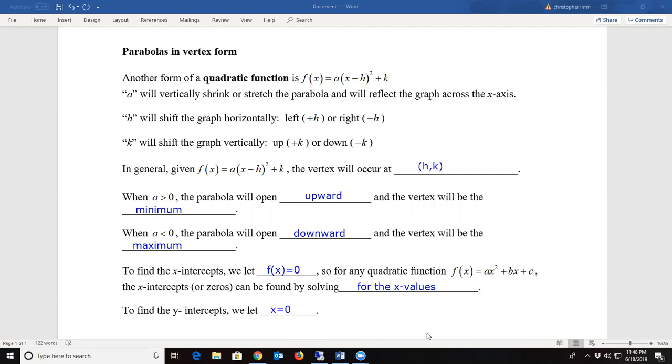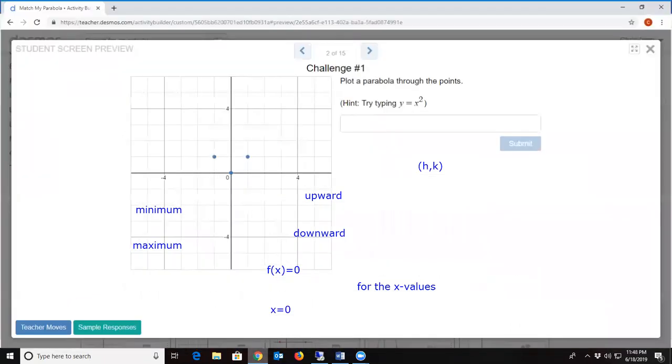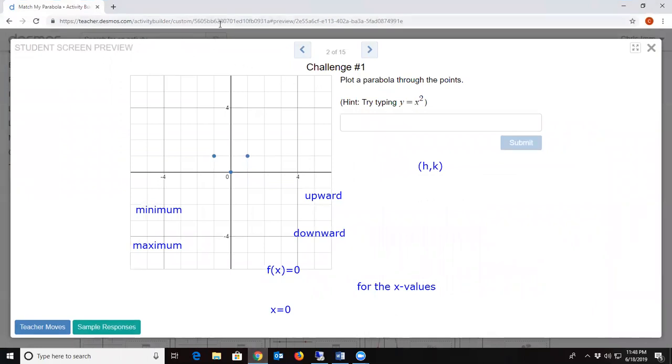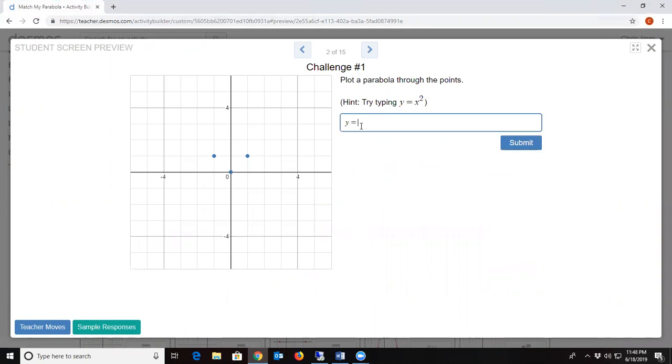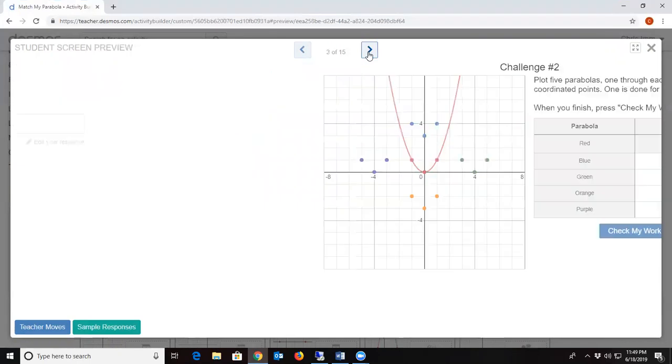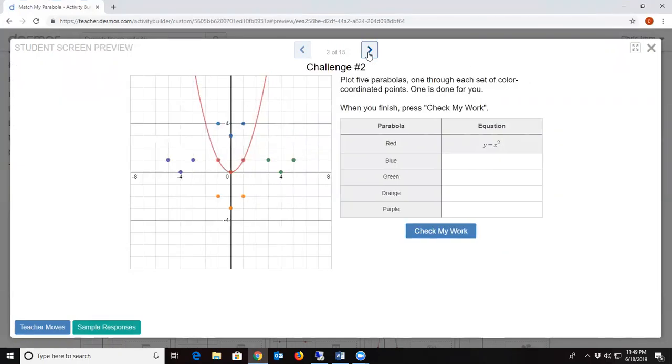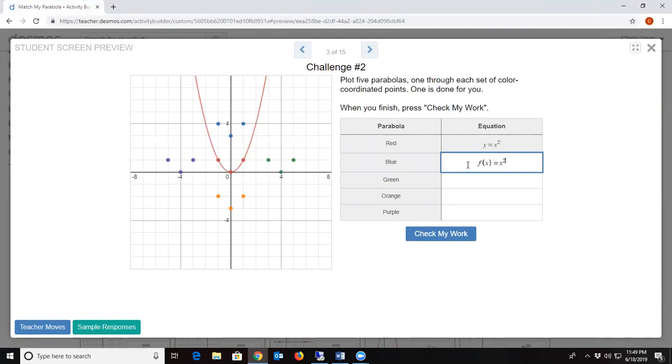Okay, let's look at an example or two in this Match My Parabola experiment. We're going to go ahead and plot the basic parabola through these points, y or f of x is equal to x squared. And we have it. That is our very basic parabola. Challenge 2 talks about moving this parabola. If I wanted to plot that blue graph, it's essentially moved everything up 1, 2, 3. I might think of y or f of x is equal to x squared plus 3, an outside change.